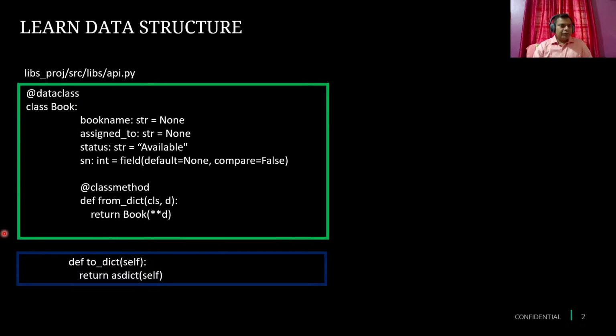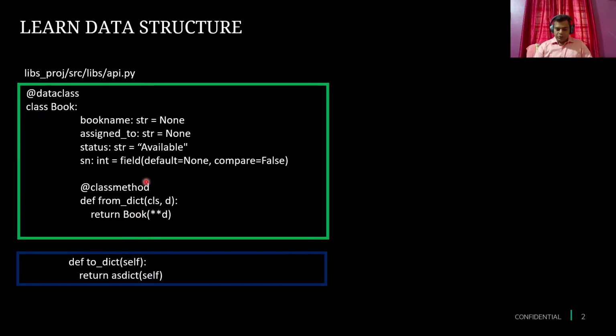So before proceeding further, let's try to recall API.py, which we have seen in our previous recording. API.py is the basic building block of the application, and there we are using one of the classes, Book, and this is the data structure which is being used in the application. This is very basic. It has name, assigned to, and status, and these are the default values. It has two methods, from_dict and to_dict. We are creating the book from a dictionary, and we are creating a dictionary from the book.